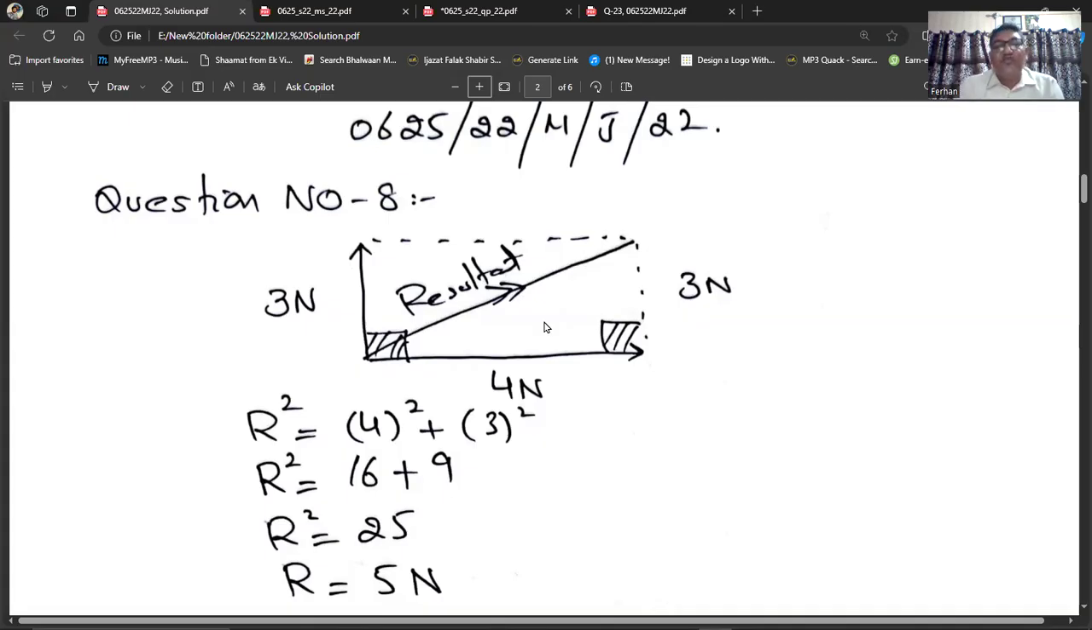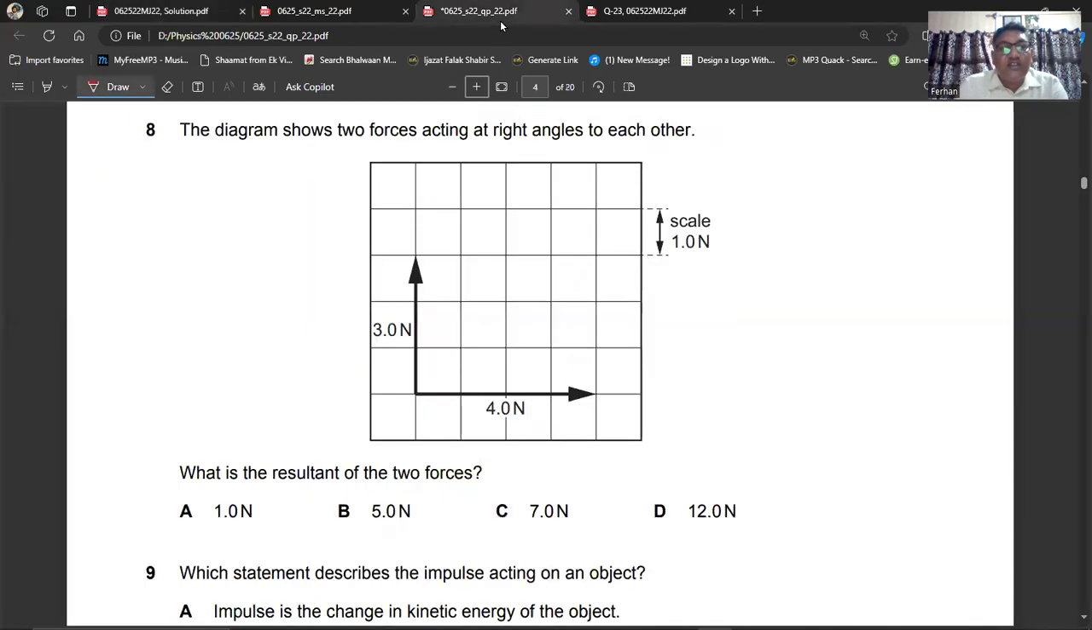So R square is equal to 4 square plus 3 square. So R square is equal to 16 plus 9. R square is equal to 25. So take square root on both sides. So R will be equal to 5 Newton. So the resultant will be 5 Newton. So I think B is the choice.